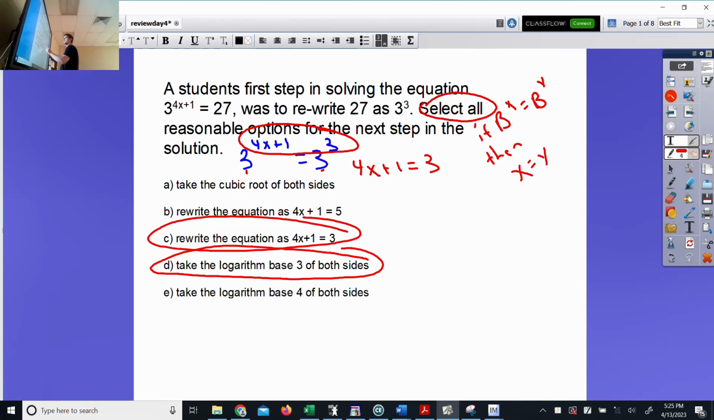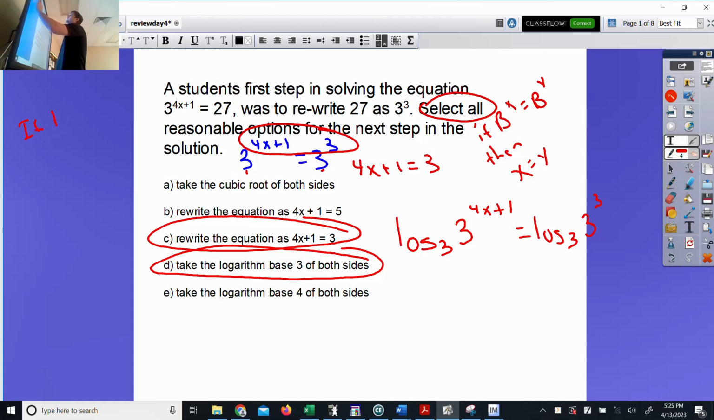Okay? Let's see what happens if we throw this at this thing. We take the log base 3 of 3 to the 4x plus 1 equals log base 3 of 3 cubed. Now, you are supposed to memorize this property. Maybe you didn't memorize this property. Maybe you're familiar with what you're allowed to do.